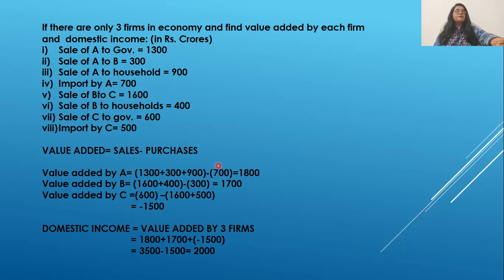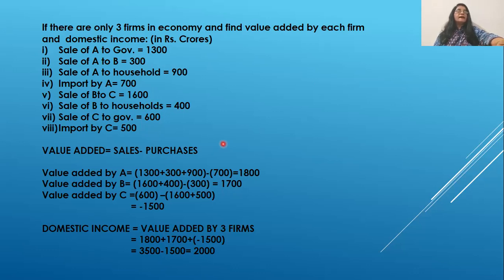In this similar manner, we have done with B also. We have taken 1600 because it is selling to C, and we are taking 400 because it is selling to household. And then we have deducted 300 because there it is buying. So it has come 1700. In this similar manner, we can calculate for C also.